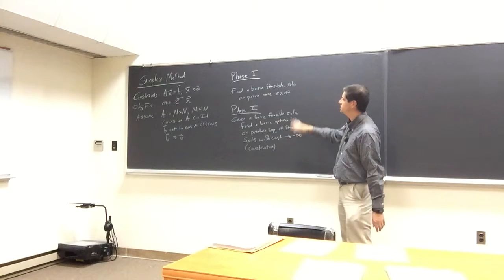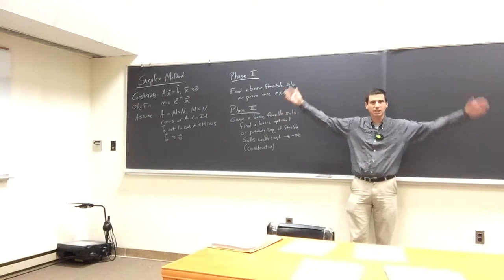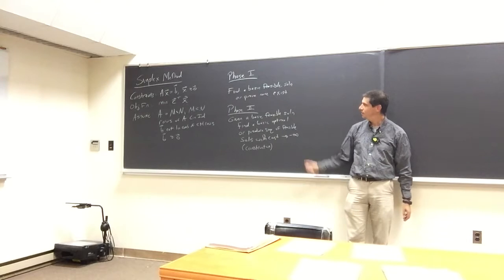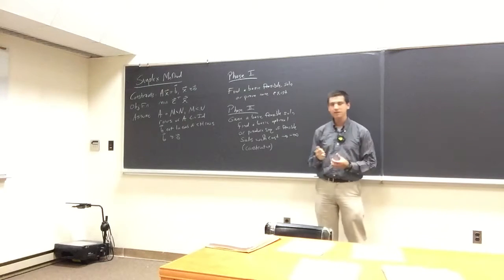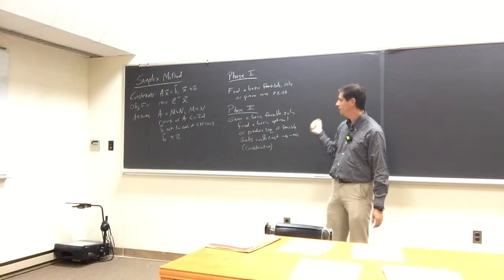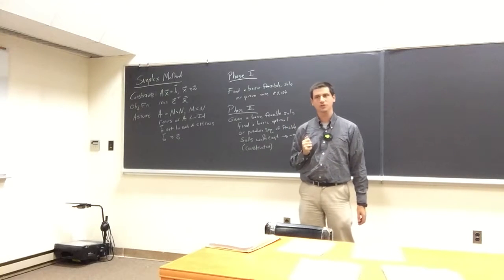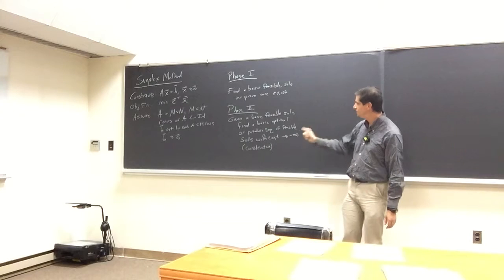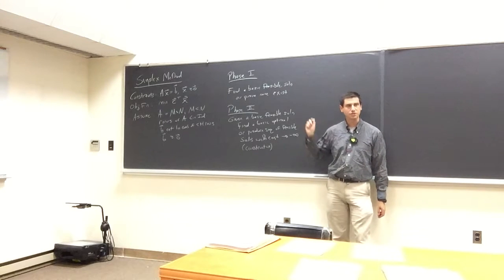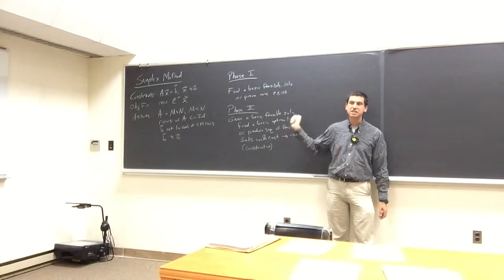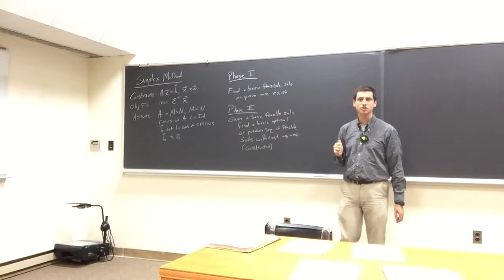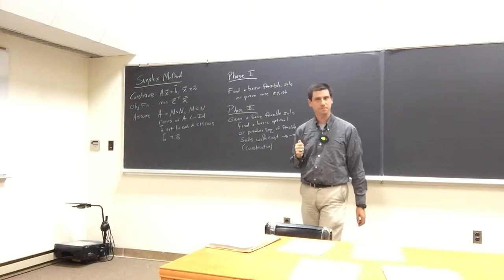All right, so here is the simplex method in high-level bird's-eye view. Phase 1: find a basic feasible solution or prove none exists. Phase 2: given a basic feasible solution as input, find a basic optimal solution, or prove that there is no optimal solution by explicitly constructing a sequence of feasible solutions with cost going to -infinity.